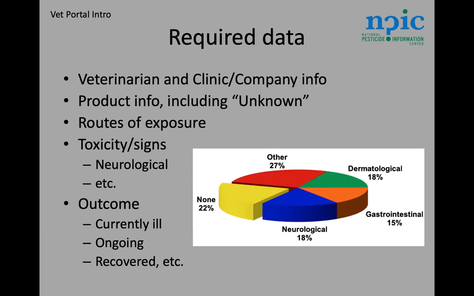So there are some pieces of data that are required in order to submit the report. We do ask for your clinic and company information to verify that it is a professional submitting the report. Even if you don't know product information, you can still enter "unknown," but you'll have to enter something into the product field. You'll have to know how the animal was exposed and what kinds of symptoms they had, and then whatever the outcome was. Maybe you're still treating them, it's ongoing, or maybe they've recovered and they have some leftover effects. Whatever it is, we need to know what the outcome was.